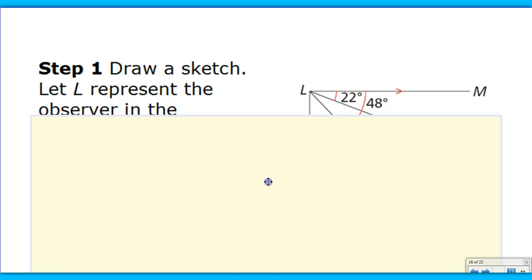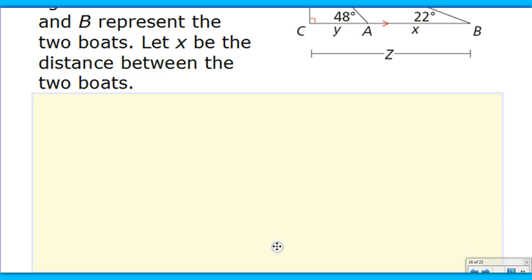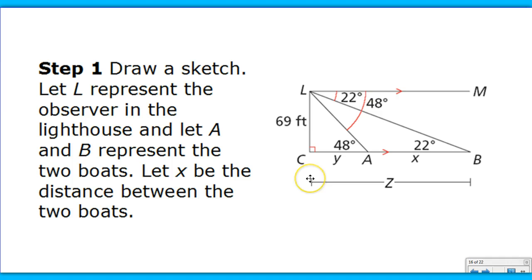Okay, so we can draw a sketch. And there you go. We have the man in the lighthouse. We have the angle of depression to the nearest boat, A. We have the angle of depression to the further away boat, B. And so we have two right triangles, don't we? Keep in mind the lighthouse is 69 feet tall. So that's the same for both, right? And now we simply find these horizontal distances. It's easy to find y and z, and then we find the difference and we'll find x, the distance between the boats.